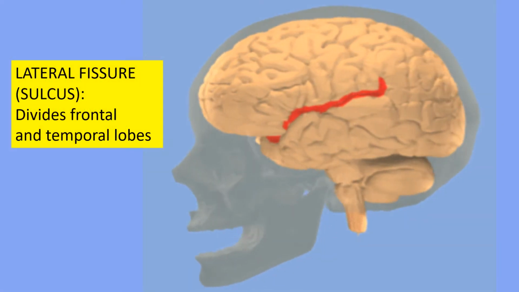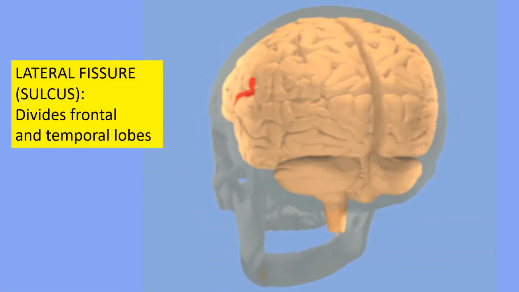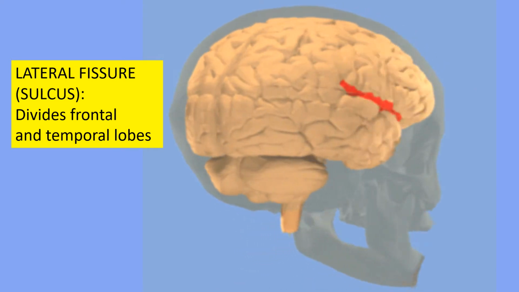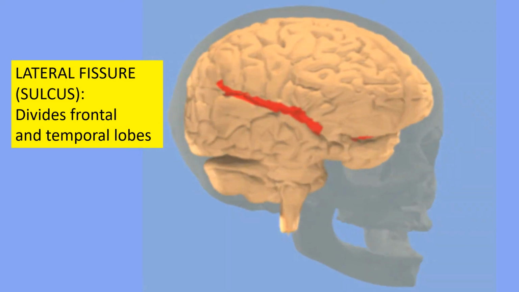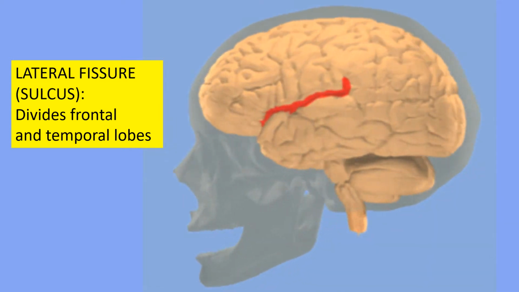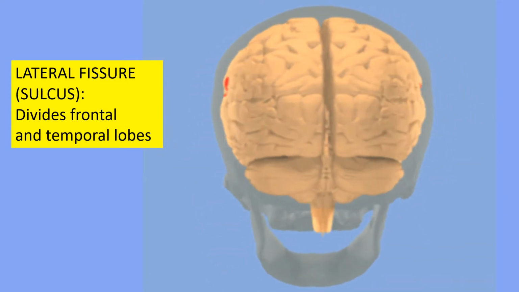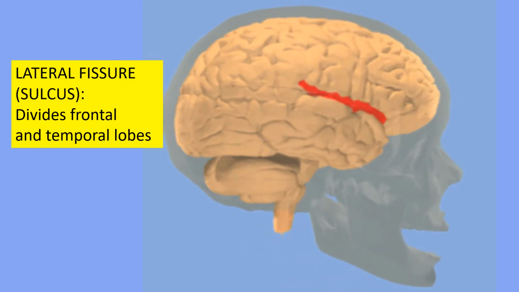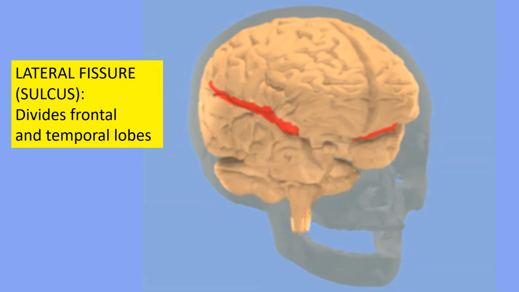There is another deep groove on the side of the brain that is called the lateral fissure or lateral sulcus. In medical school, it's called the fissure of Sylvius, and it divides the frontal lobe from the temporal lobe, which is by your temple, an easy way to remember it.